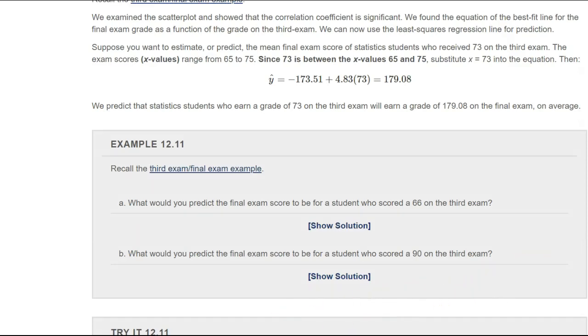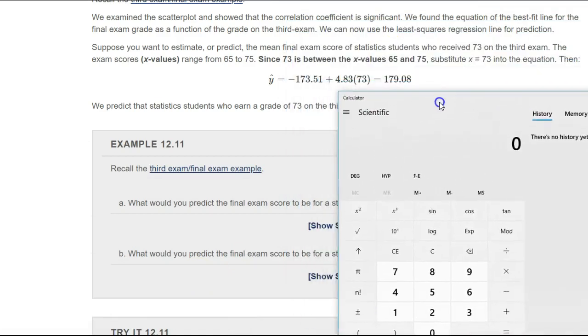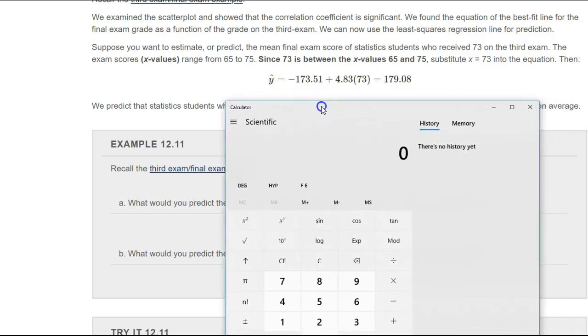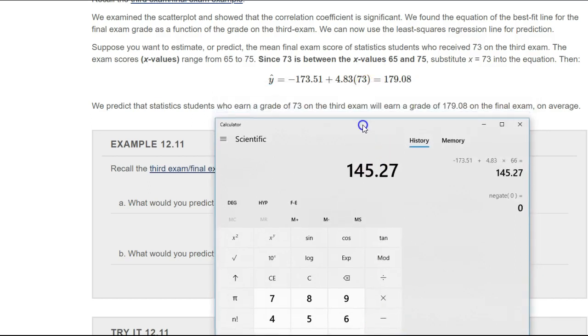So I'm going to throw up just a normal calculator up here because that's all I need, and it's smaller than the TI-84 because I need to have this equation along with my 66. Let's throw this in there. We have negative 173.51 plus 4.83 times our 66 will give us a final exam score of 145.27. That would be our prediction.